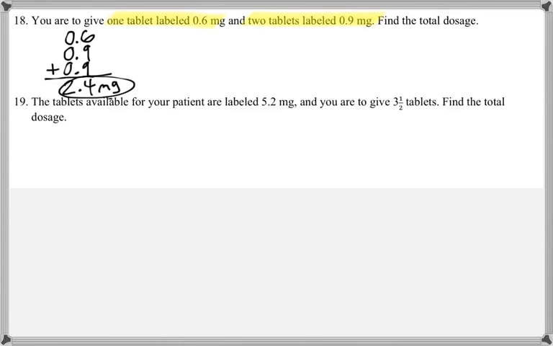The other way to do this is to take 2 times 0.9 to get 1.8, and then add that 1.8 to 0.6. And you also get 2.4.